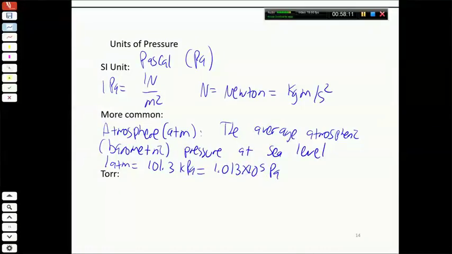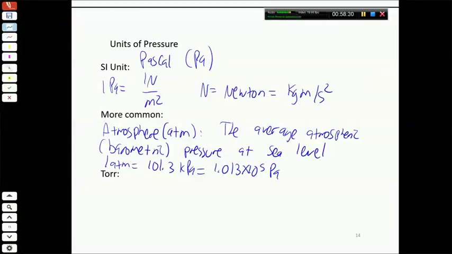As I said, a Pascal is a very small unit of pressure. It's basically 1/100,000th of an atmosphere. So it's not a very convenient one. We use atmospheres more conventionally because those are the pressures that we deal with when we're talking about the atmosphere itself, or samples of gas that we're working with in the laboratory, which are typically some multiple of 1 atmosphere.